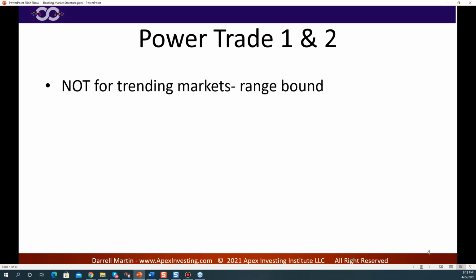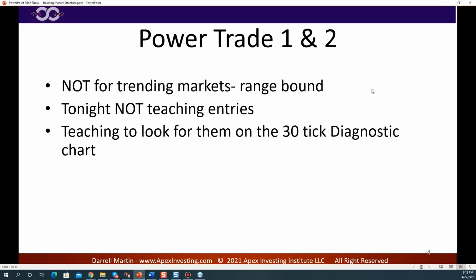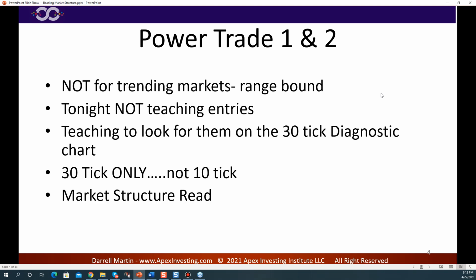Power plays are not for trending markets. They're for range-bound markets, and range-bound markets only, okay? Now again, tonight I'm not teaching entries from the old power play system. I'm only teaching you how to look for the market structure on a 30 tick diagnostic chart. Then that tells you, hey, there's a particular market structure setting up right now.